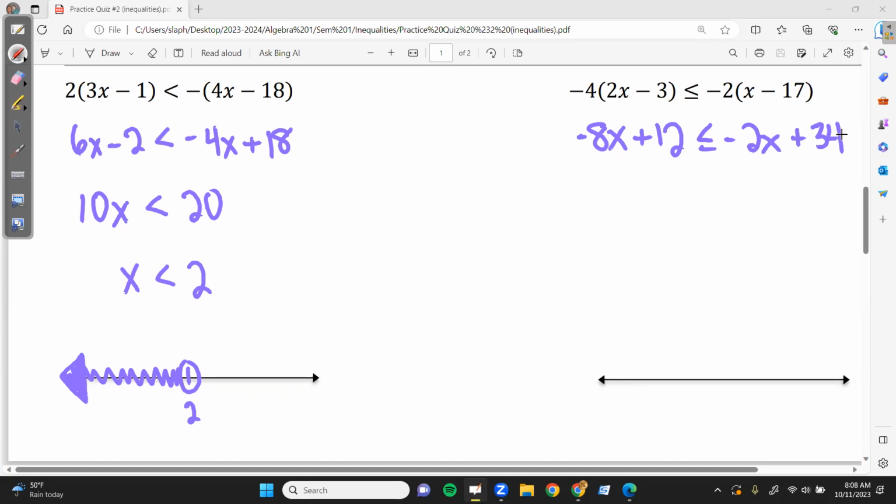Sixth verse, same as the first. Got to get your variables on one side. I prefer the left, so I'm going to add 2x to make the negative 2x go away. And when I add 2 x's, whether I show my work or not, I have to know that negative 8 plus 2 is negative 6. So I have negative 6 x's now on the left-hand side.